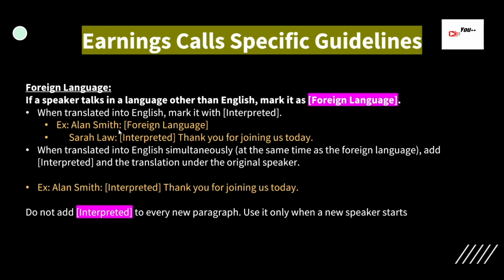So for example, Alan Smith spoke in a foreign language, then Sarah Law interpreted Alan Smith's words. So we will note that Alan Smith spoke in a foreign language by putting the tag foreign language, and also we will note that this is an interpretation of Alan Smith's words, so we will say interpreted, then you write down the things that have been interpreted. So the same applies when the speaker's words are translated into English simultaneously at the same time as the foreign language. So you need to add interpreted and the translation under the original speaker. So for example, Alan Smith, then you'll say interpreted, thank you for joining us today.